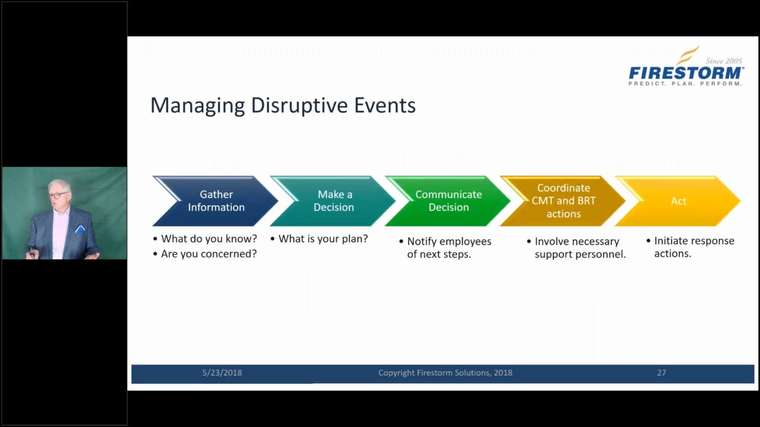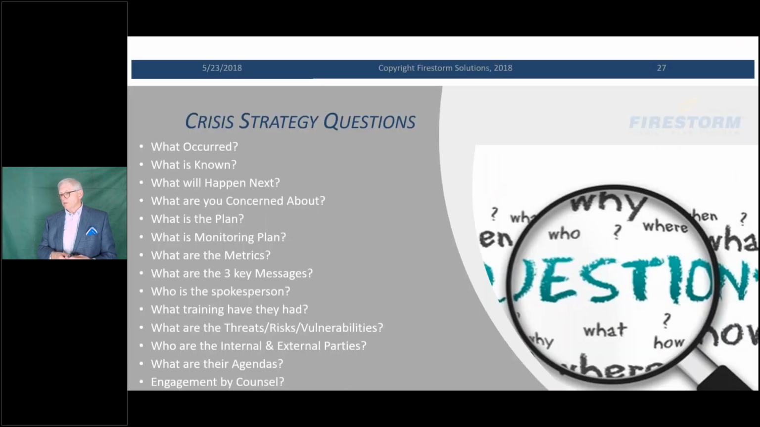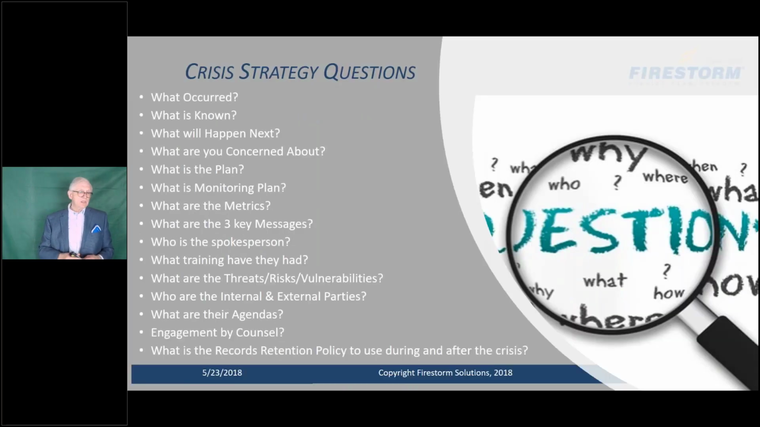So in managing the disruptive events, here they are spelled out in statements in a chronological map: gathering information, making the decisions, communicating those decisions, coordinating with others. If you look at that, there is an order and a priority in which you respond and make those events. Strategy questions are listed on this slide. The more of those that you can answer, the better off you're doing, and making sure if you've got a spokesperson that they're trained in advance.